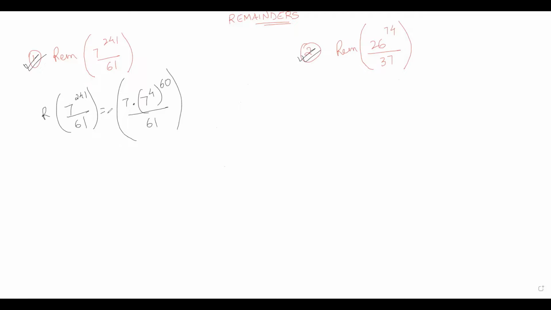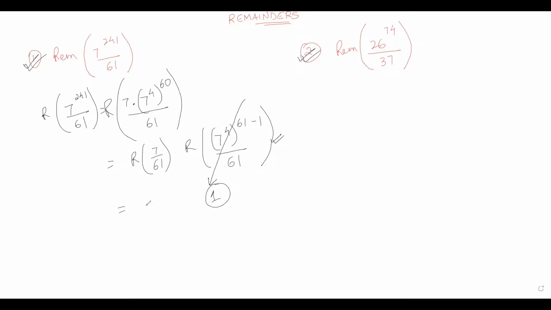So the remainder of this can be written as the remainder of 7 upon 61 times the remainder of 7 raised to power 4 to the power 61 minus 1 upon 61. Now this is of the form a raised to power p minus 1 upon p. So this part will give us the remainder as 1 by Fermat's little theorem, and the remainder when 7 is divided by 61 is 7. So the remainder would be 7 times 1, that is 7.